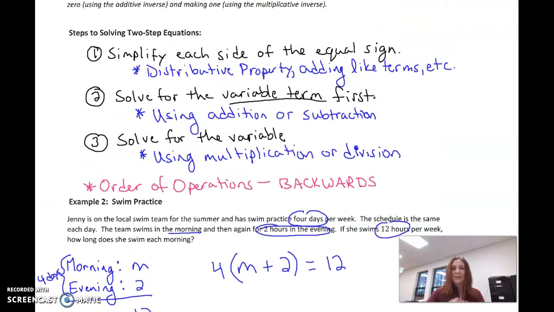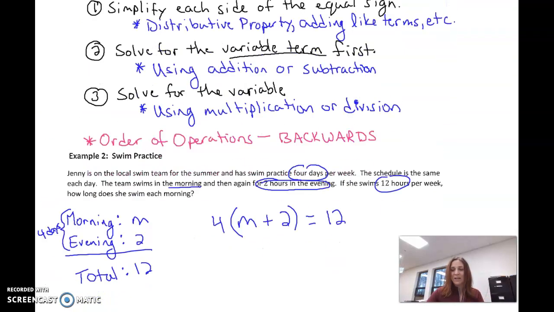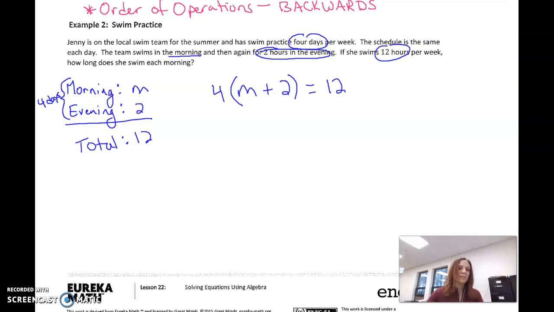Let's go to our steps. Simplify each side of the equal sign. A lot of times, you're going to see me identify my equal sign, kind of build that wall right there at the equal sign so then I can see left side, right side. My right side just has a 12 on it. I don't have to simplify anything there. Done. But I can use the distributive property on the left side of my equal sign.